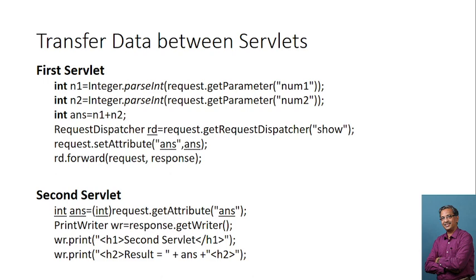Now in the second servlet, to fetch the data, we use request.getAttribute. setAttribute is used to set the value, and getAttribute is used to retrieve the value, and then we are typecasting it into an integer, which we want to display on the second servlet.